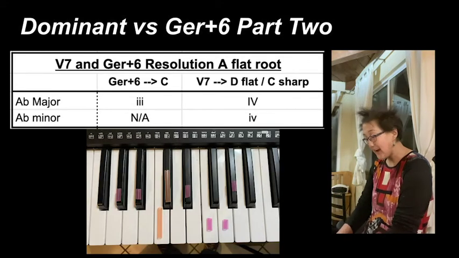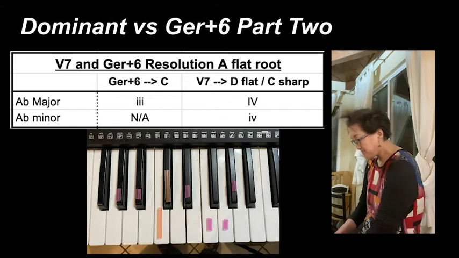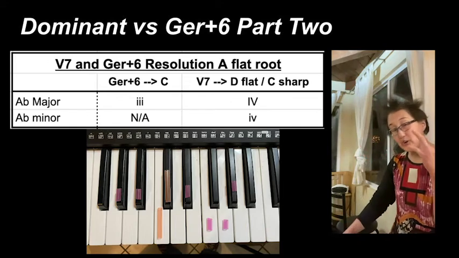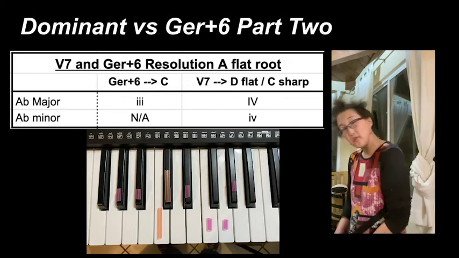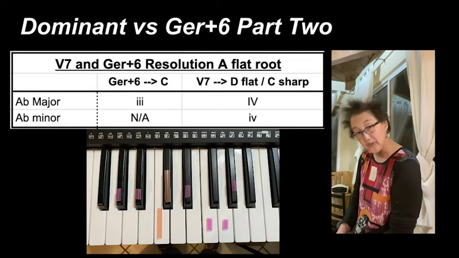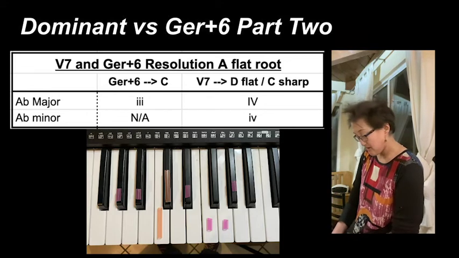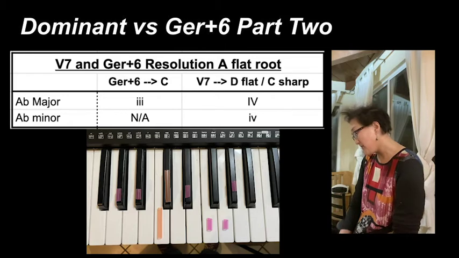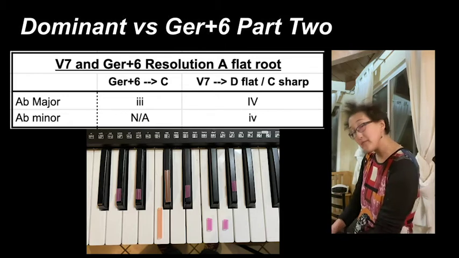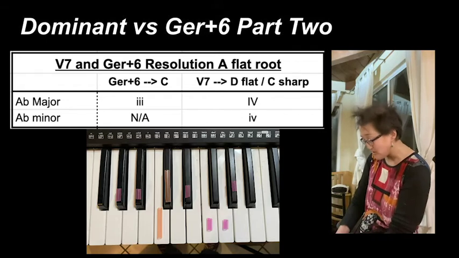Here we go, A flat. Now this one again has 2 possible places. We've got the C, which is the 3 of A flat. So we could do the German of little 3. Or we also have the 4, which is D flat. So we could do the 5 of 4.